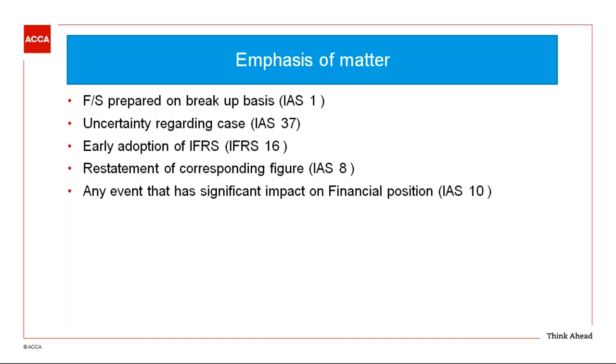Uncertainty regarding any case, early adoption of any IFRS, for example IFRS 16, or restatement of corresponding figures under IAS 8, or any event that can have significant impact on financial position subsequently according to IAS 10. So all these are the requirements of accounting standards, and any requirement of accounting standard which is properly fulfilled by the management, but auditor needs to make emphasis on that point, can be included in emphasis of matter paragraph. But you should be clear that these points will not have a material misstatement. If they have a material misstatement, then we will go for modified opinion.